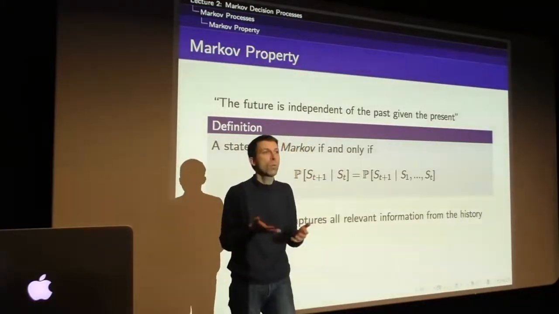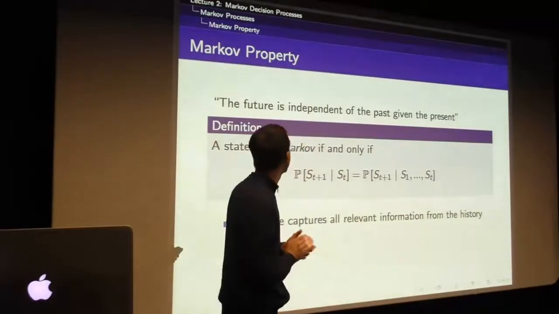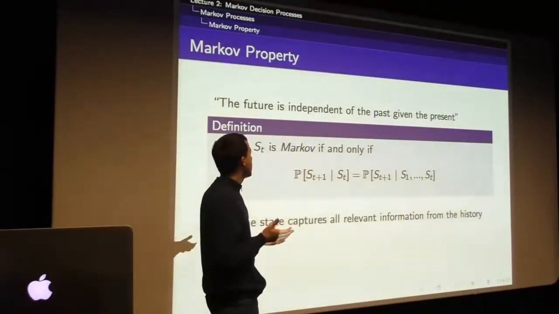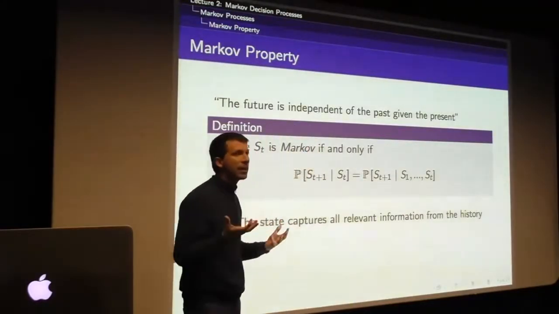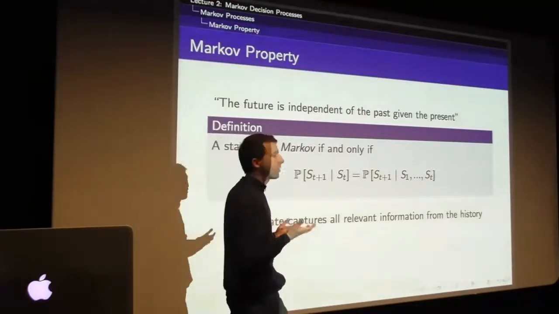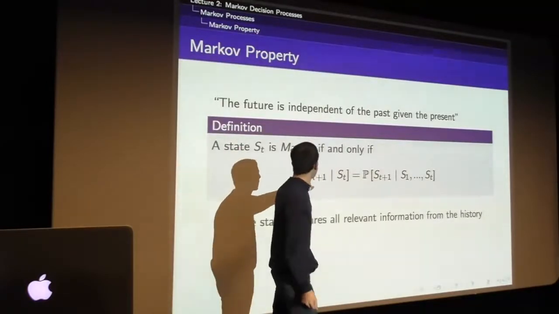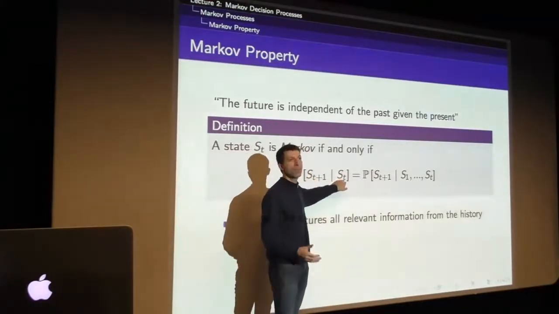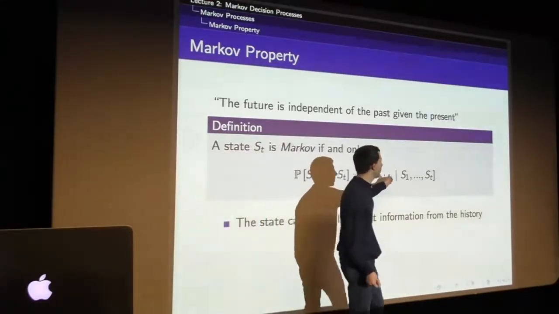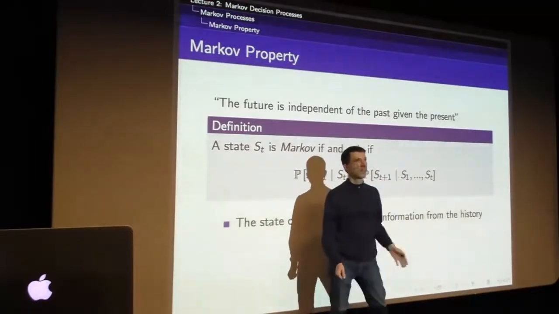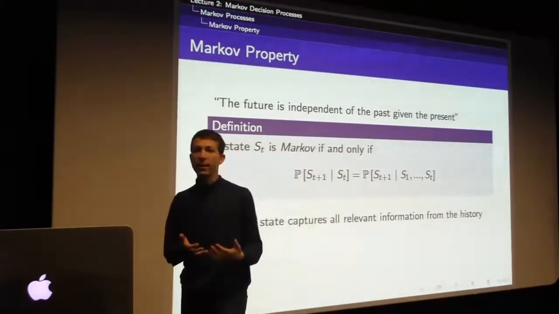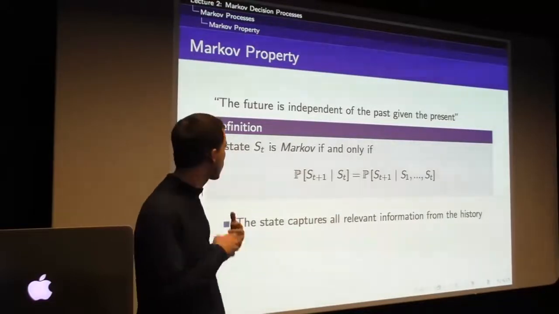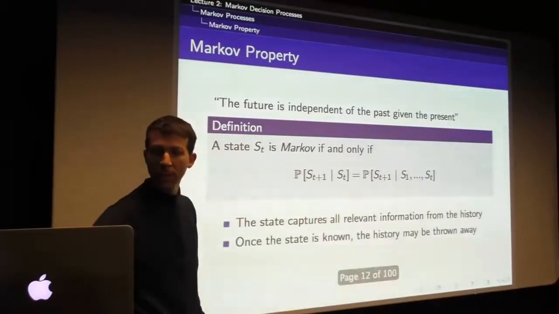This is characterizing where we are in our environment. And if it has the Markov property, then this basically tells us that the future is independent of the past given the present. In other words, what happens next in our environment depends only on our previous state and not on all the things which came before that. Okay, so the state completely characterizes everything which we need to know. It captures all the relevant information from the history.